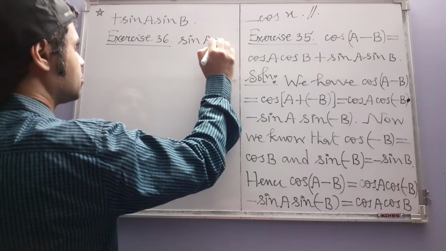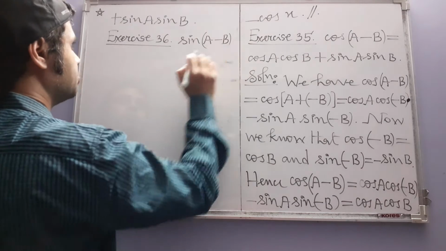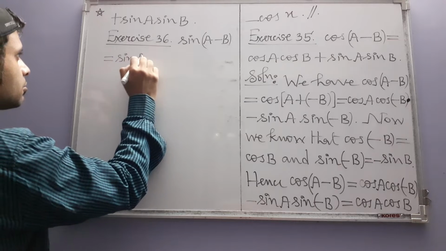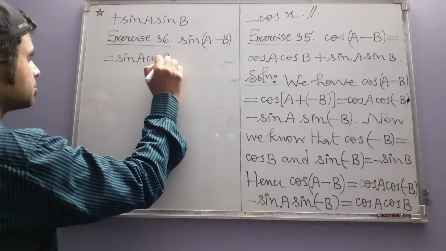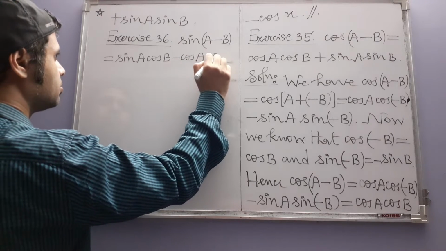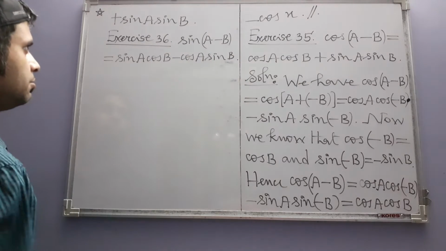Sine(A minus B) is sine A cos B minus cos A sine B.